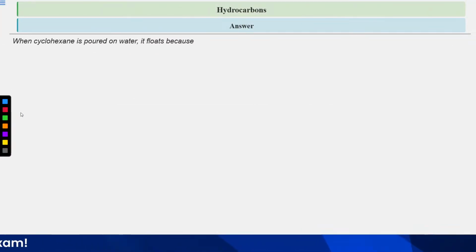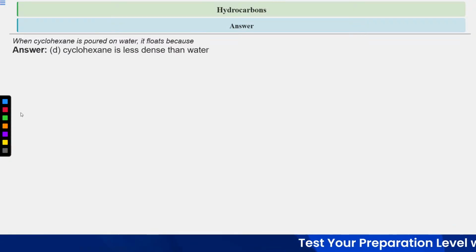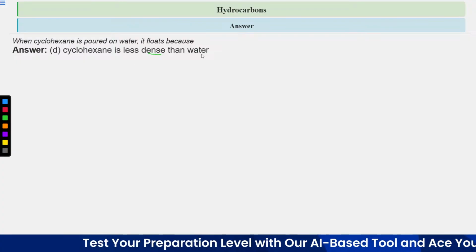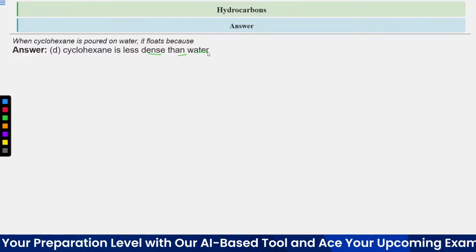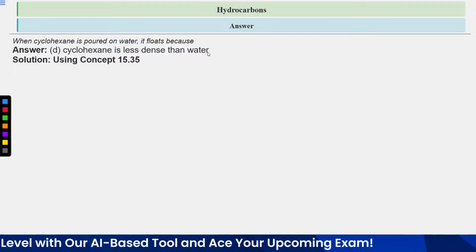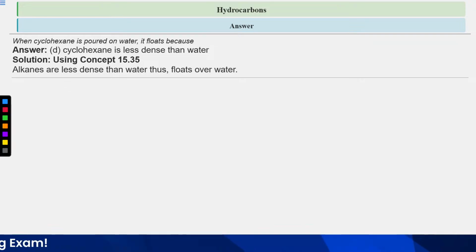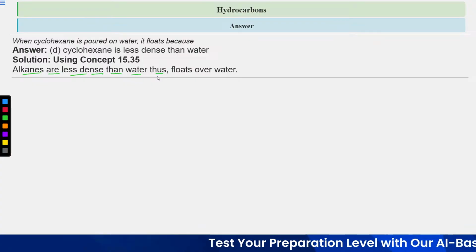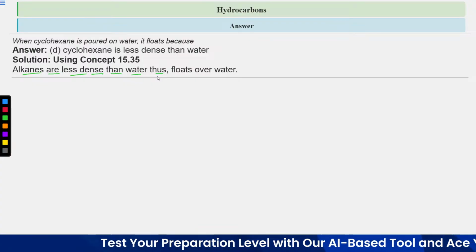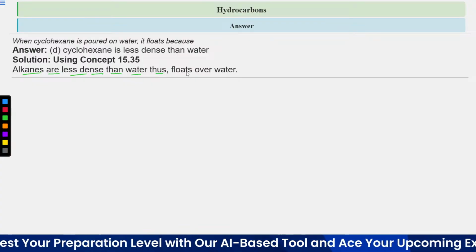For the given question, the correct answer is option D, that is cyclohexane is less dense than water. Using concept 15.35, alkanes are less dense than the water. That means the density of water is more than the density of alkanes, and thus alkanes float over water.